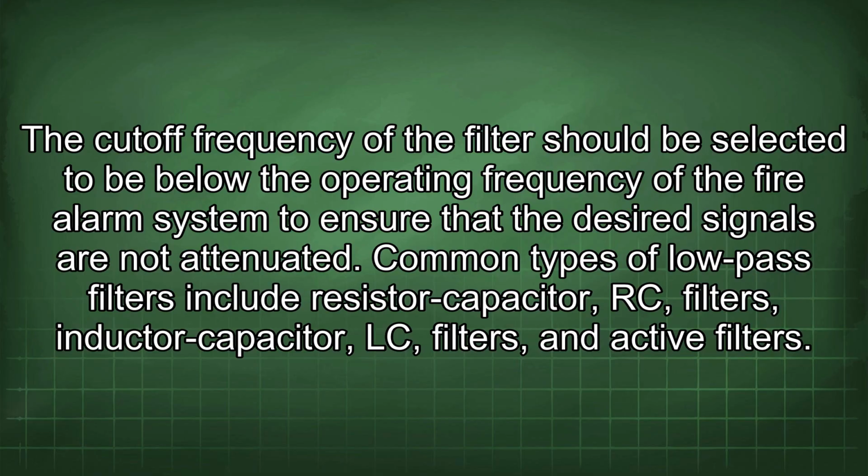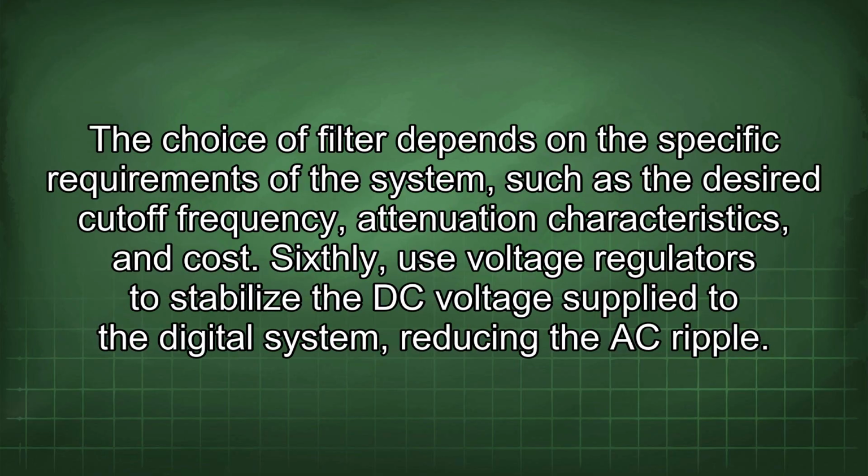Common types of low-pass filters include resistor capacitor (RC) filters, inductor capacitor (LC) filters, and active filters. The choice of filter depends on the specific requirements of the system, such as the desired cutoff frequency, attenuation characteristics, and cost. Sixthly, use voltage regulators to stabilize the DC voltage supplied to the digital system, reducing the AC ripple.